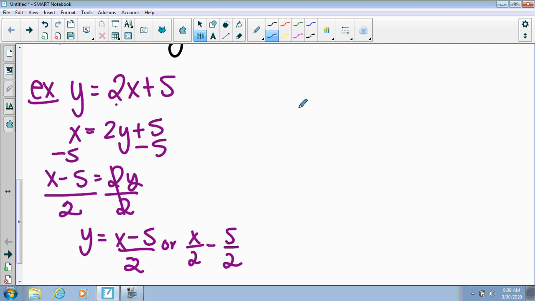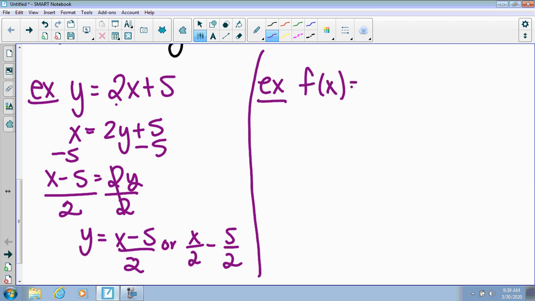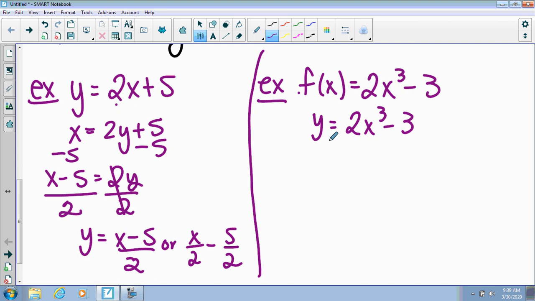Okay? The next one we're going to start in f of x form, just so you'll see what to do in case you see one that looks like that. So next example, let's say that f of x is equal to 2x cubed minus 3. So in this one we don't literally see a y in here, but remember f of x is the same thing as y. So I'm just going to rewrite that before I get going, just so I don't get confused. Okay, so now I'll switch my x and my y. So x equals 2y cubed minus 3.